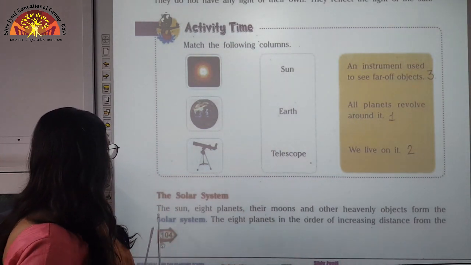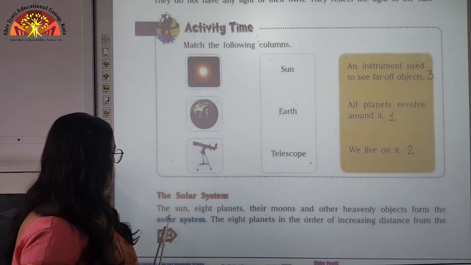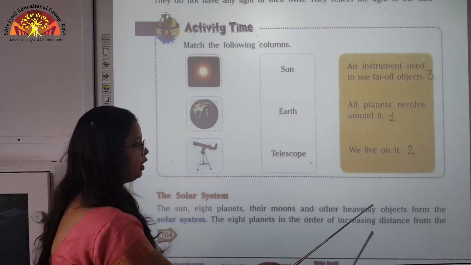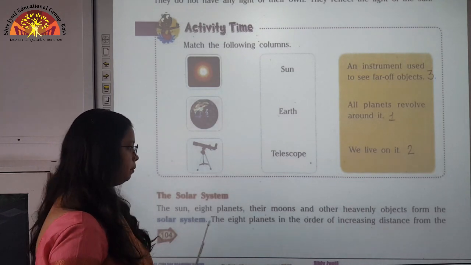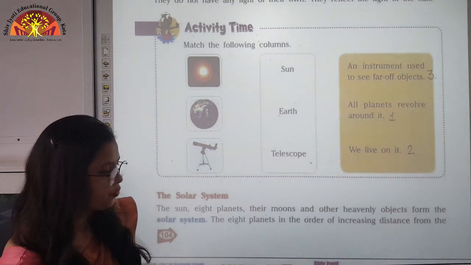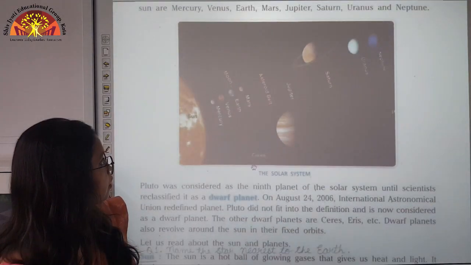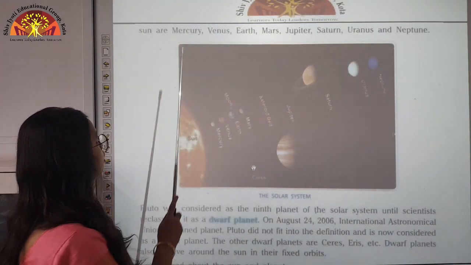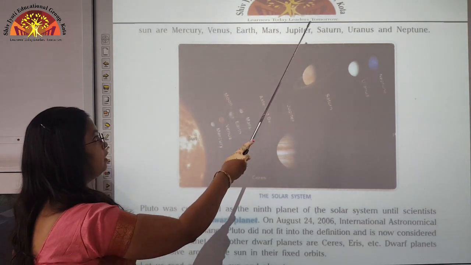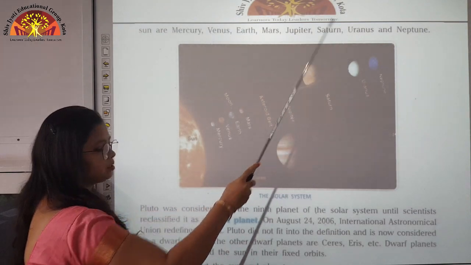Now we come to the solar system. So children, the sun, 8 planets, their moons and other heavenly objects form the solar system. The 8 planets in the order of increasing distance from the sun are Mercury, Venus, Earth, Mars, Jupiter, Saturn, Uranus and Neptune.